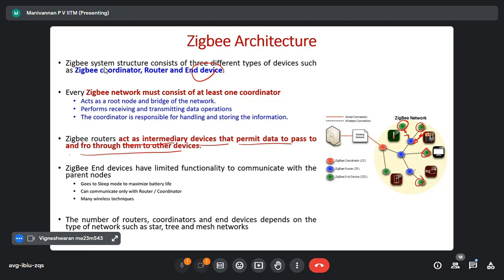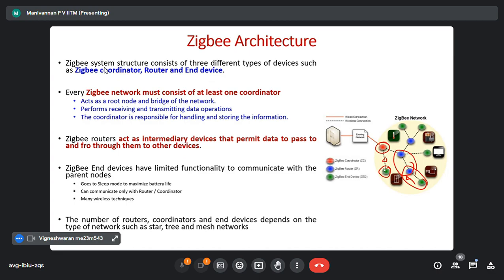Please see here. This is one router. This router is receiving from this node. I am circling it. Please see. From here, this router is receiving data. Then this router is passing to another router. The data may be from the end device or from another router. Those data should be collected and sent to the coordinator. That is the job. Please know that the coordinator can also receive data directly from the end device.